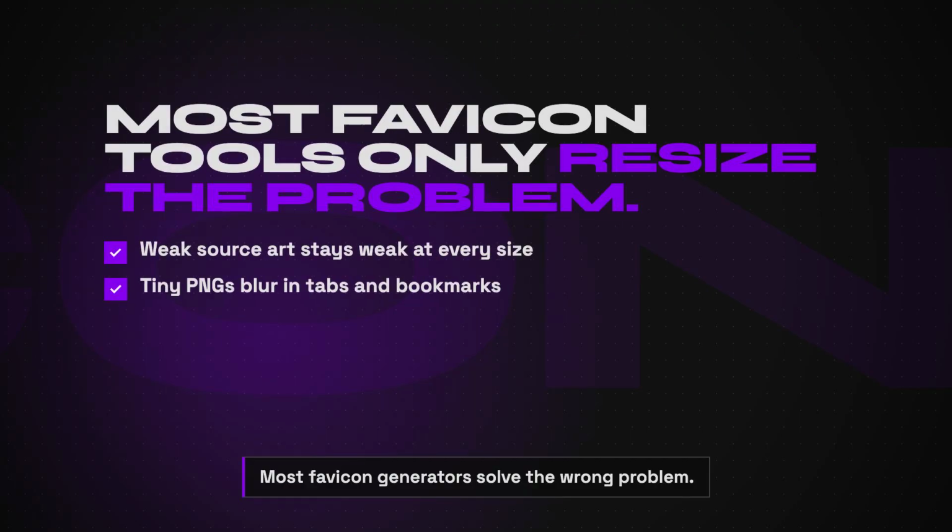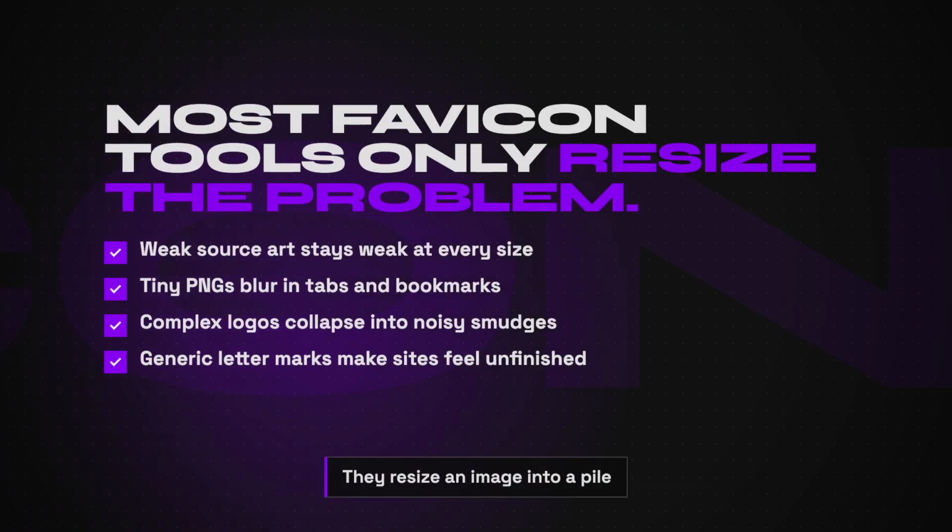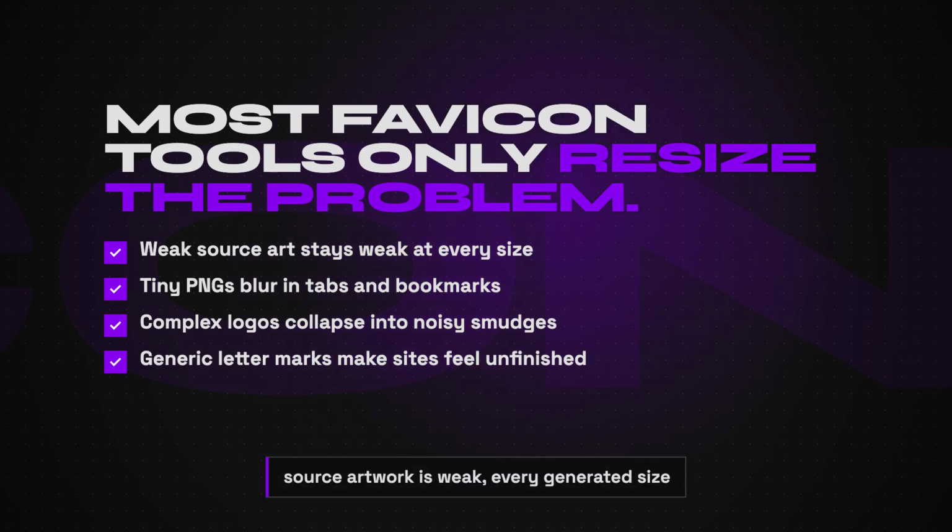Most favicon generators solve the wrong problem. They resize an image into a pile of files, but they do not help you create the actual icon. If your source artwork is weak, every generated size is still weak. A tiny PNG, a cropped logo, or a random letter mark usually falls apart at 16 pixels.